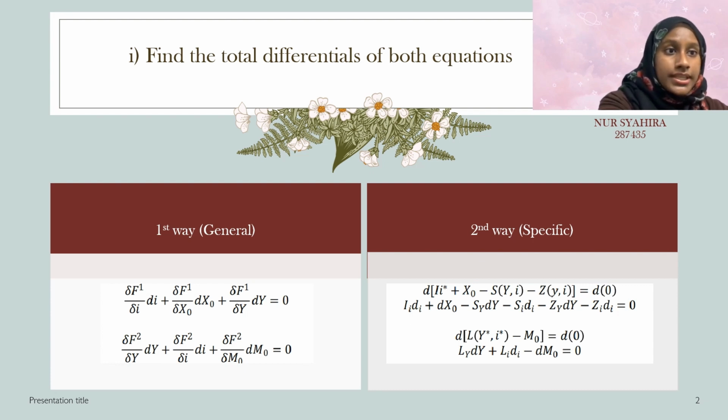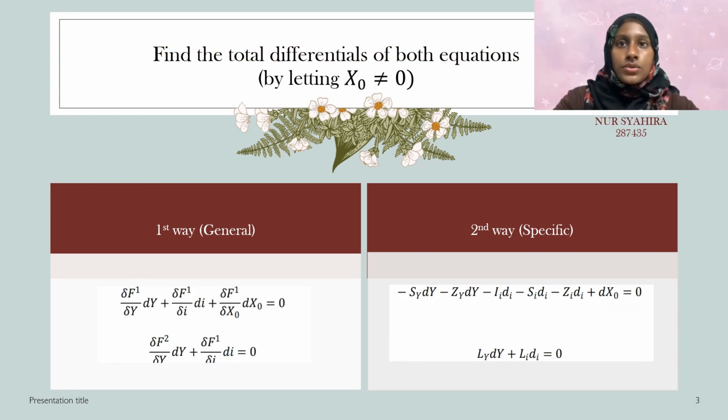Same goes to the second one. You have to expand and you will get L subscript y dy plus L subscript i di minus dm null equal to 0.